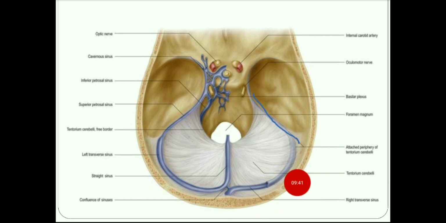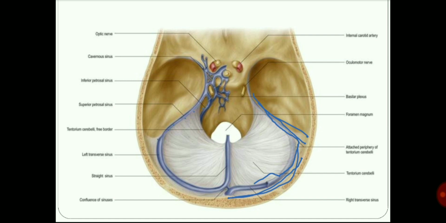Here, through this image, you can more easily understand their attachments. Posteriorly, this portion is attached to the transverse groove along the inner surface of the occipital bone. Now look at this anterolateral surface. Here it is attached to the petrous part of the temporal bone.